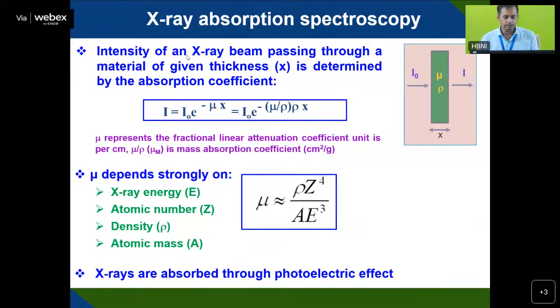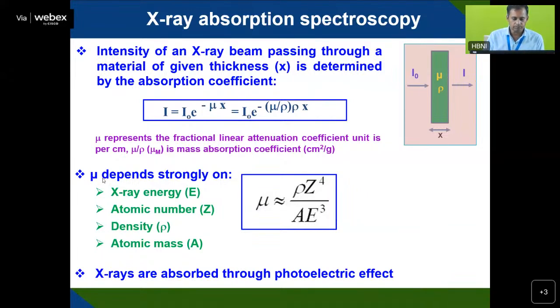So consider the intensity of an X-ray beam passing through a material of given thickness x. You determine the absorption coefficient as I equal to I0 times e to the power minus mu x. Here mu represents the linear attenuation coefficient, or you can express it as mu by rho, the mass absorption coefficient. This mass absorption coefficient is the main thing behind absorption spectroscopy.